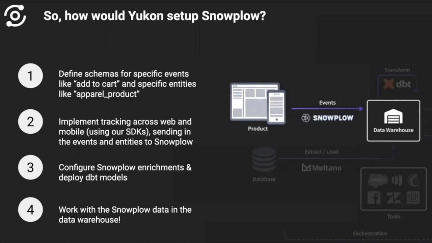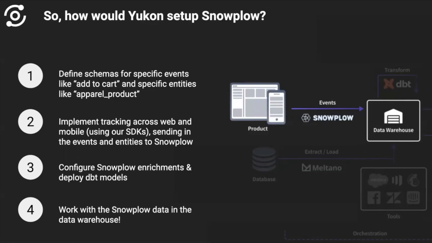So first things first, Yukon would define schemas for specific events like add to cart and specific entities like perhaps apparel product. So what do we mean by this? The events are the things that capture a specific action that a customer or potential customer has taken. So add to cart is a great example of that. And then entities describe almost the business records, the business entities that are important to Yukon. And those will be structured out, and those entities can be added in alongside the events during the tracking process.